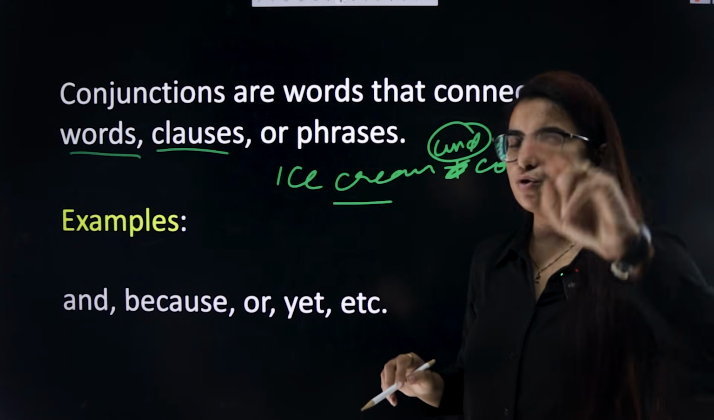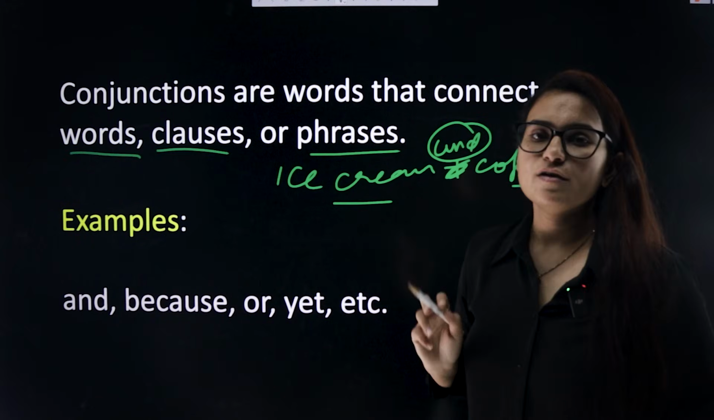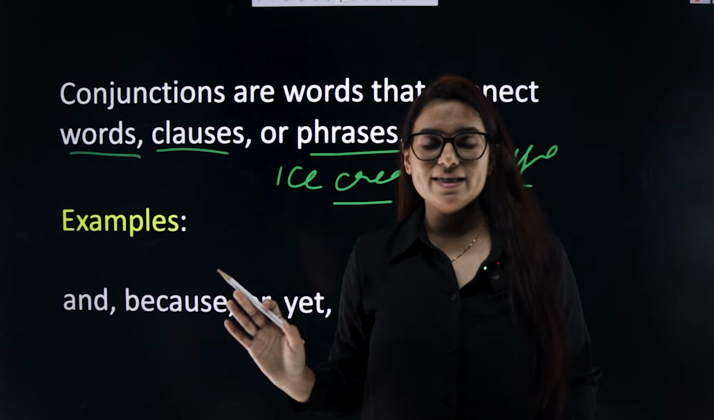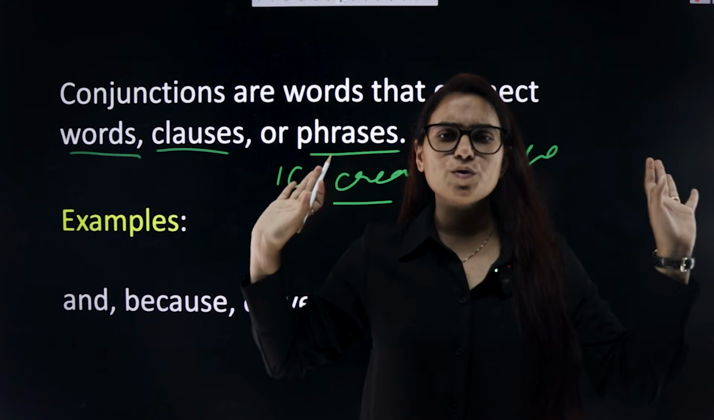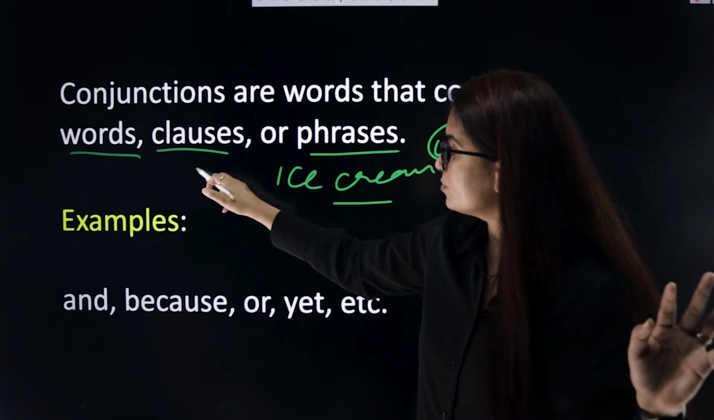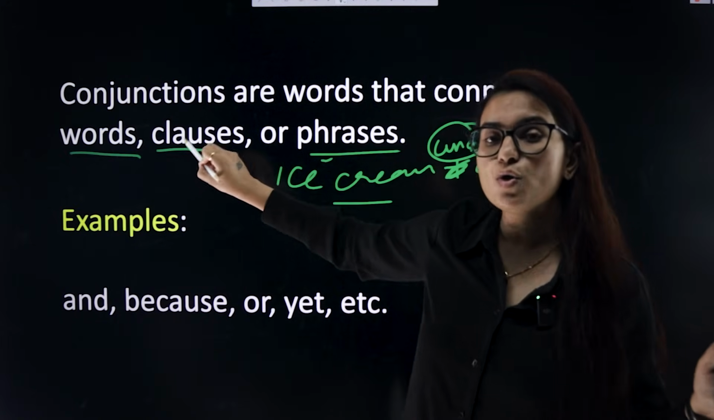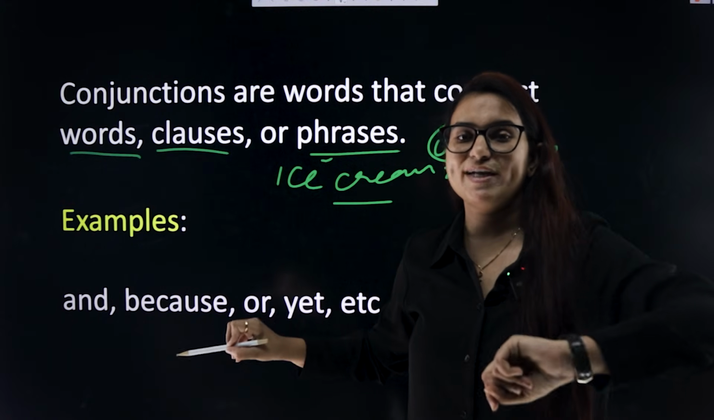Although we are joining two clauses or phrases. Phrases do not necessarily have a subject and a verb. It's just a group of words. That's the difference between a clause and a phrase. In order to call something a clause, it should have a subject and a verb.